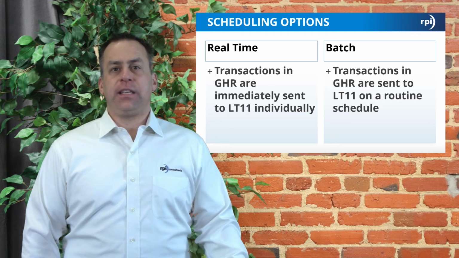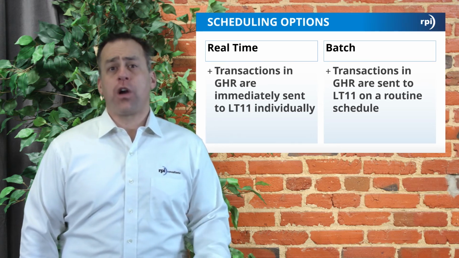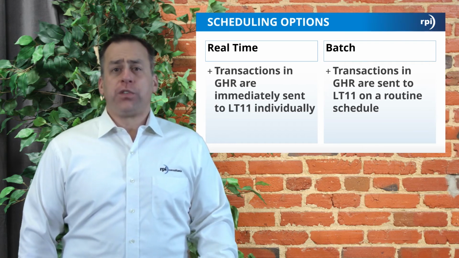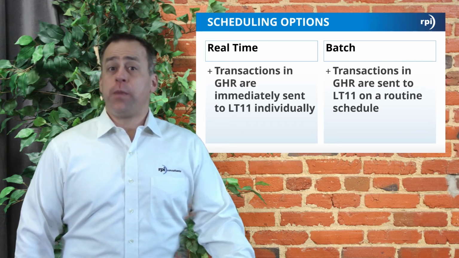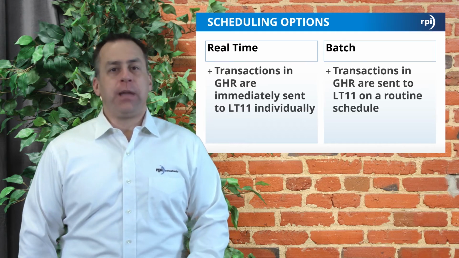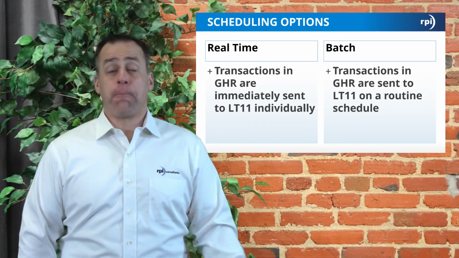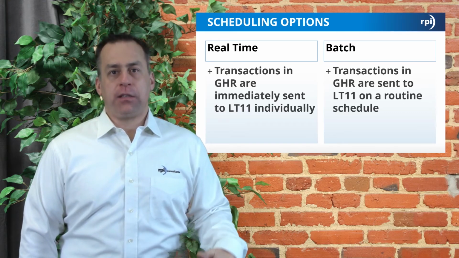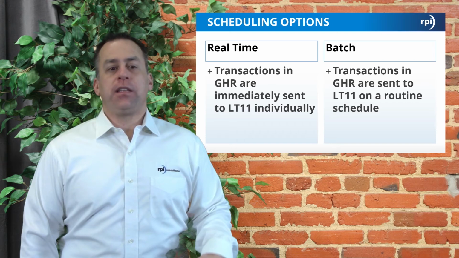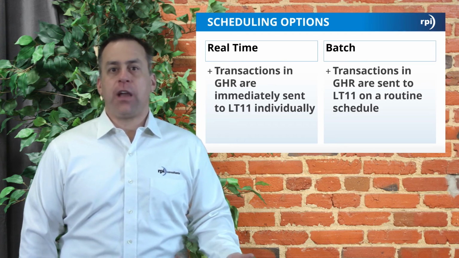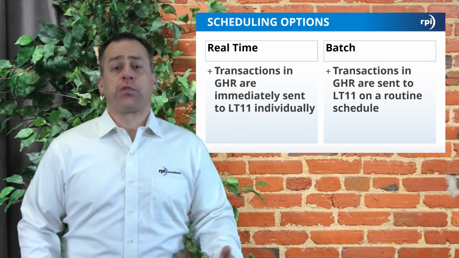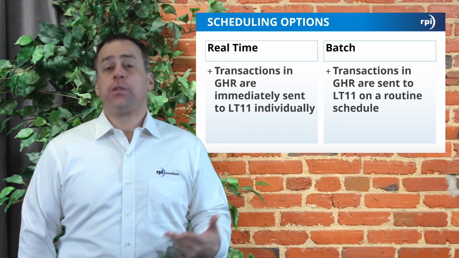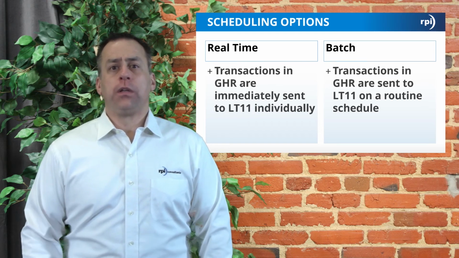Now, how do you want to get these transactions from GHR over to S3? You do have the ability in the interface setup to schedule them immediately. You make a change to me, the employee, it immediately goes and exports that record out. That is perfectly acceptable. Or you may want to append all of those actions and then schedule them for a couple times a day or maybe once a day, whatever works for you. And then you would send them in batch. So they would go to LT11.